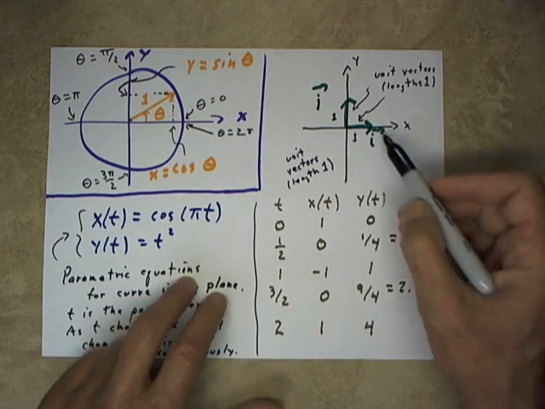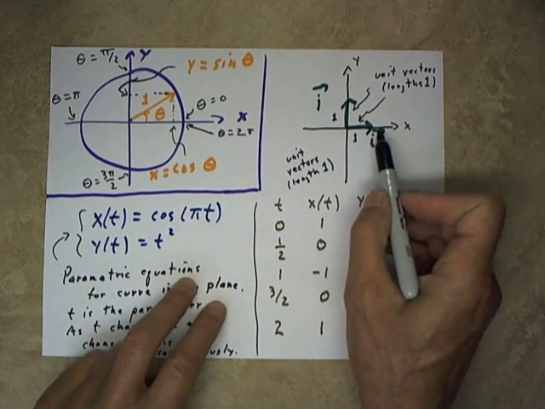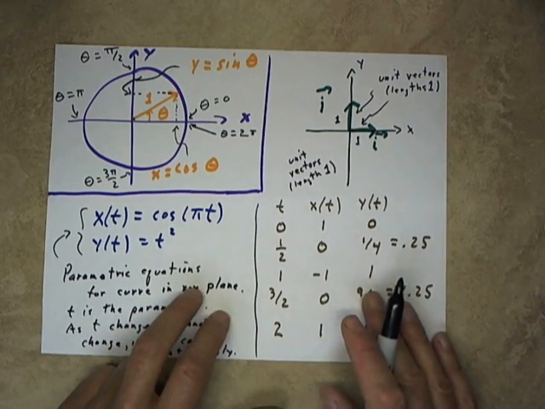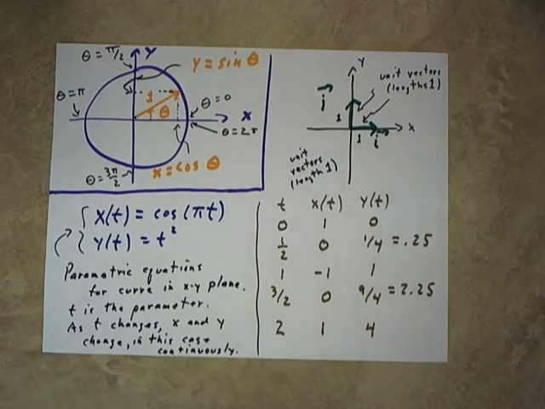And the i vector is, again, simply understood to be the unit vector in the x direction. The j vector will be the unit vector in the y direction, and you'll see soon why these are important.